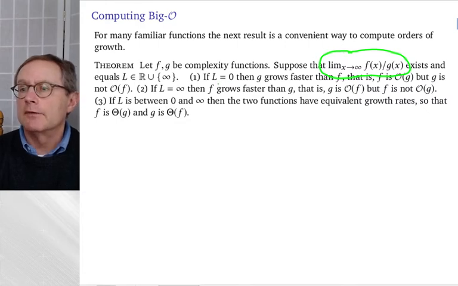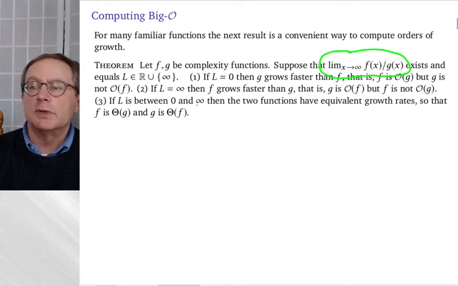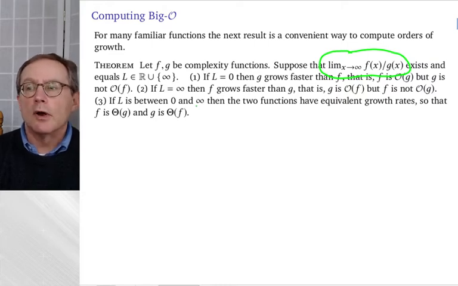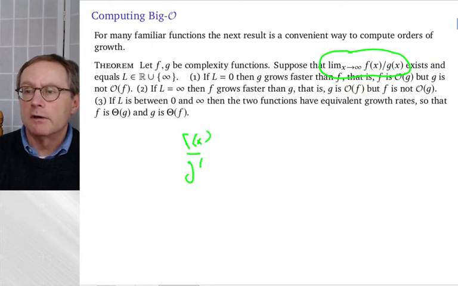If that limit is 0, then g grows faster than f. If that limit is infinity, then f grows faster than g. And finally, if that limit is between 0 and infinity, then the two functions have equivalent growth rates. So there are three cases. The first case is that the limit of f over g goes to 0. So we have a fraction, some kind of f over g, and we're taking the limit as x goes to infinity.